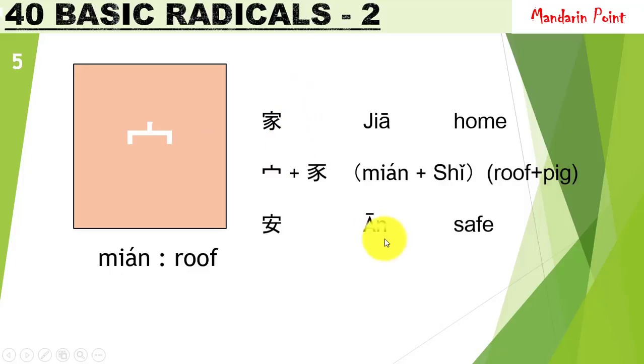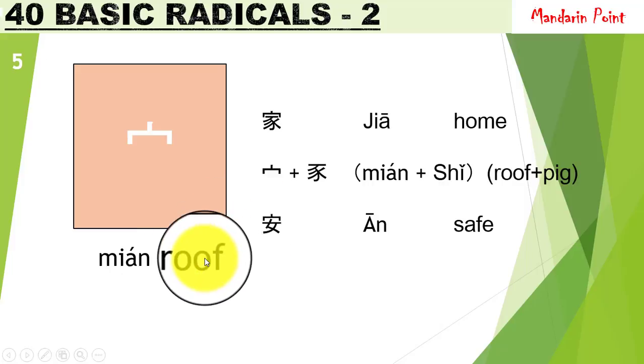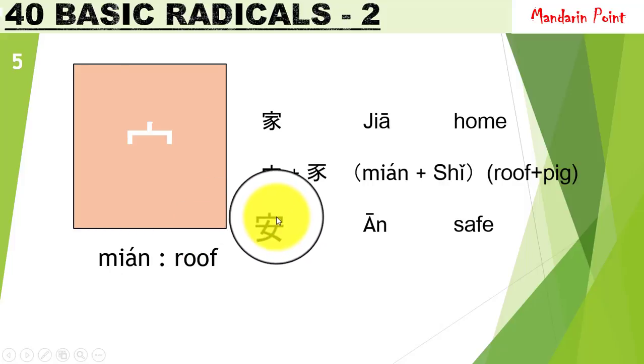Similarly, we have another character, an, meaning safe and secure. This character is composed of mian and nu. Nu represents woman, and this one represents roof. So a woman under a roof means that she is at home and she is safe.